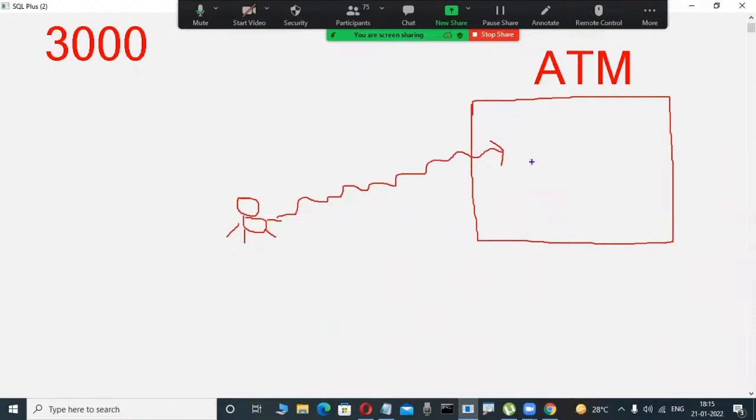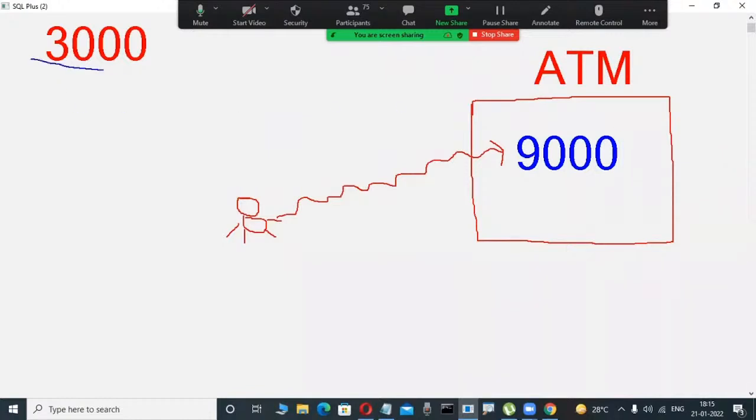Now I decided to withdraw some amount. Okay, fine. But unfortunately, my balance available is 3,000. Whenever I insert my ATM card and enter the amount, it will check. In that case, suppose I mentally decided to withdraw 9,000 rupees. Now, as I try to withdraw 9,000 rupees, am I getting 9,000 rupees?